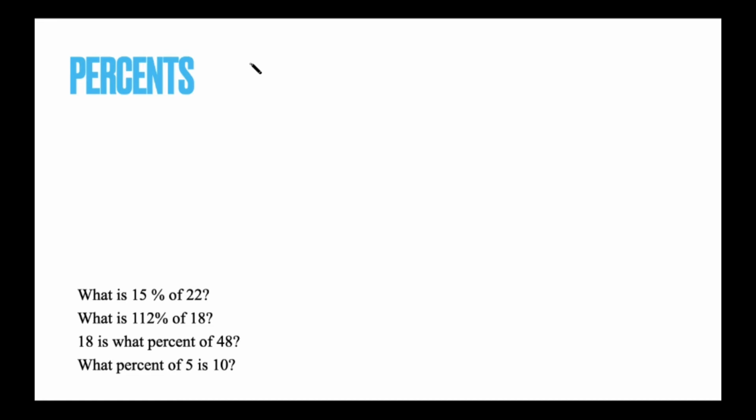Let's give these a shot, but first we'll remind ourselves of some math terminology. Whenever you see the word "of" in a math problem, 99% of the time you can translate that into times, multiplication. And whenever you see the word "is" in a math problem, well, that means equals. So knowing these two pieces of information, let's take a look at these.